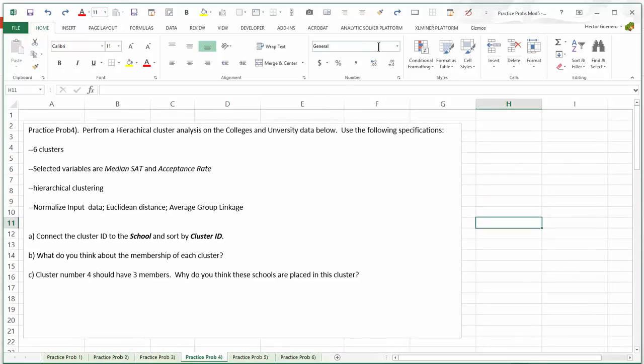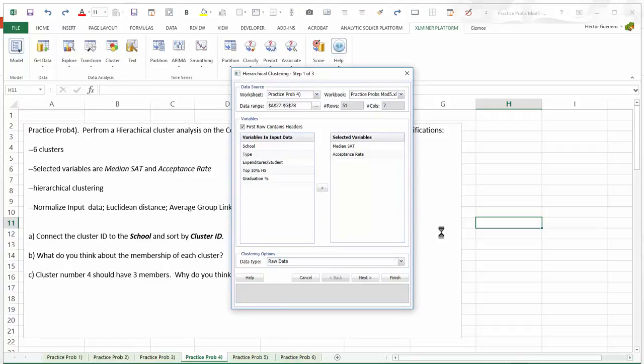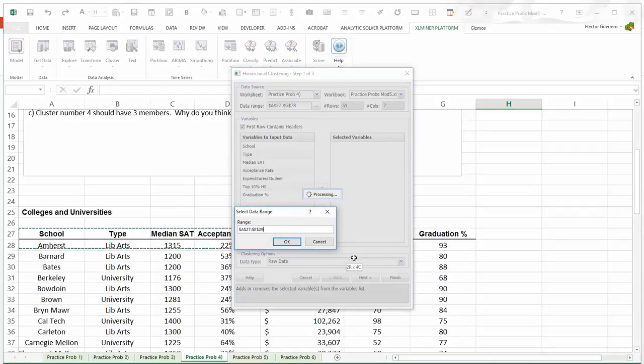We're going to go to our XLMiner platform, and you can see in the data analysis tab where we've been working, there's something called cluster. We're talking about hierarchical clustering. There's also k-means clustering, which is another approach to clustering that leads to similar but sometimes different results because of the difference in the algorithms. Let's hit hierarchical clustering. We get this dialog box, and it asks us where our data is. Our data is located here.